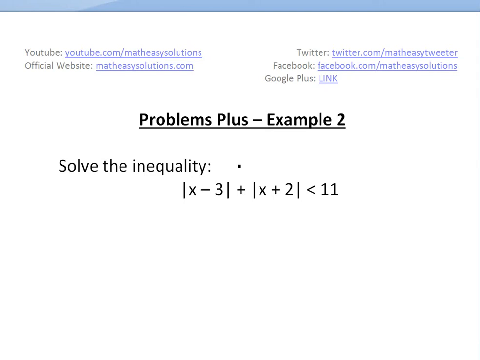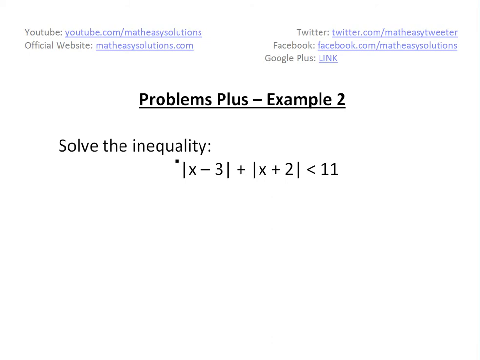Alright, time for another math easy solution. Here to discuss another Problems Plus example. Problems Plus has some difficult examples in my calculus book at the end of each chapter. Just want to go through this one here. This was a pretty interesting one. Just basically solve this inequality.